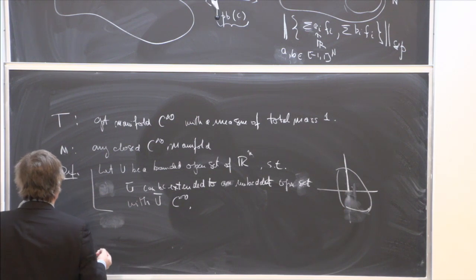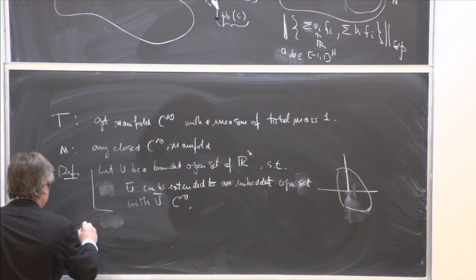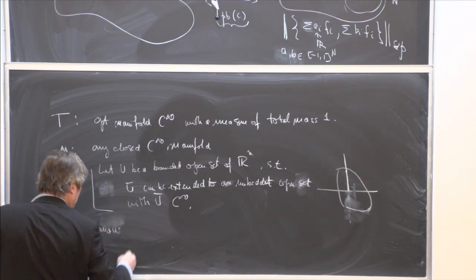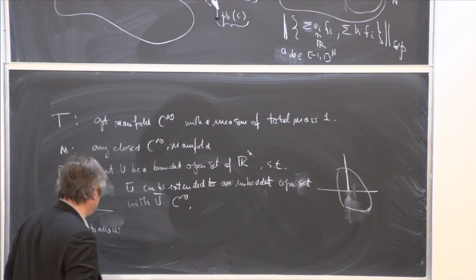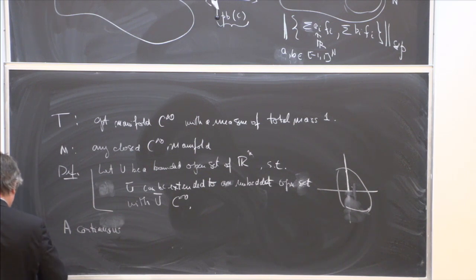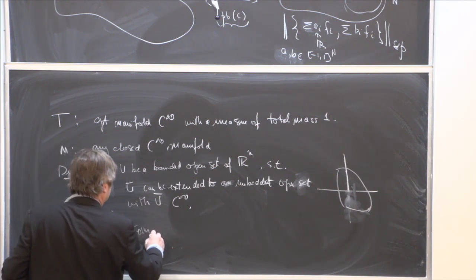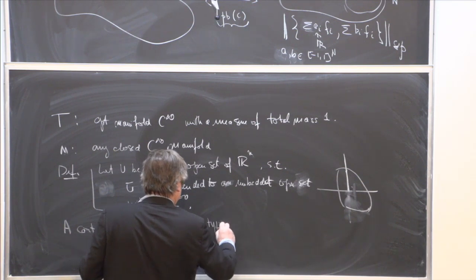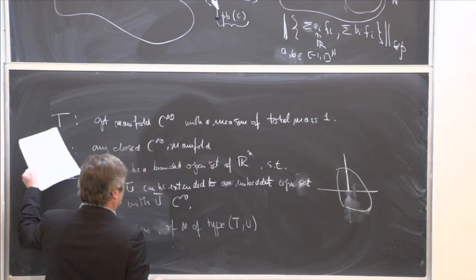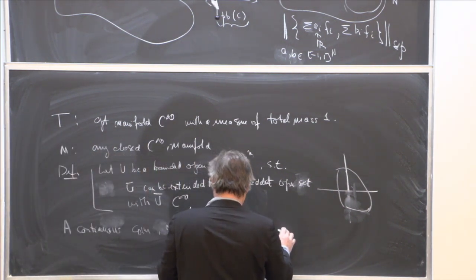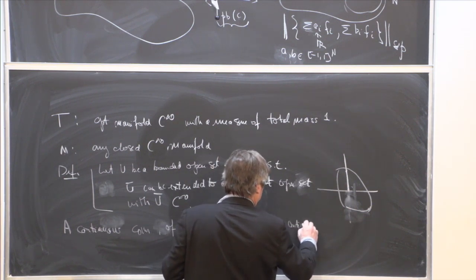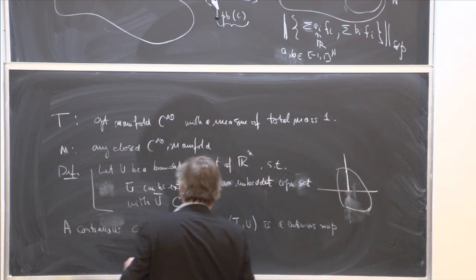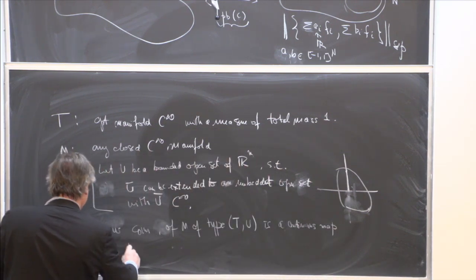And then, now we have the same definition: a continuous cover of M of type TU, where T is the parameter space, is simply a continuous map G of T times U to M.